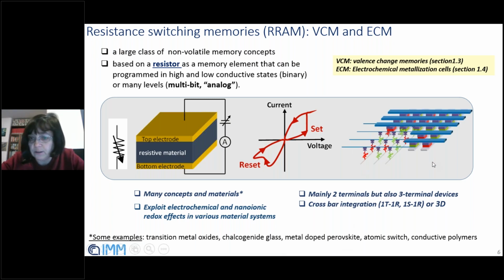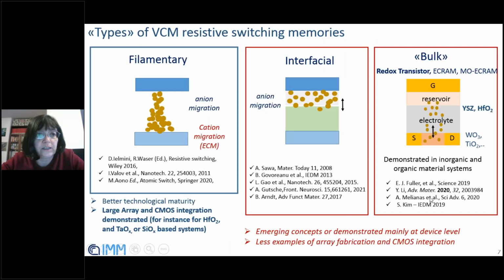As you can see in this graph, these devices are also quite compact and can be integrated in high-density arrays, either in a crossbar integration or 3-dimensional stacks. I will now focus more on valence change memory. And this slide briefly summarizes the various types of valence change memory under study.